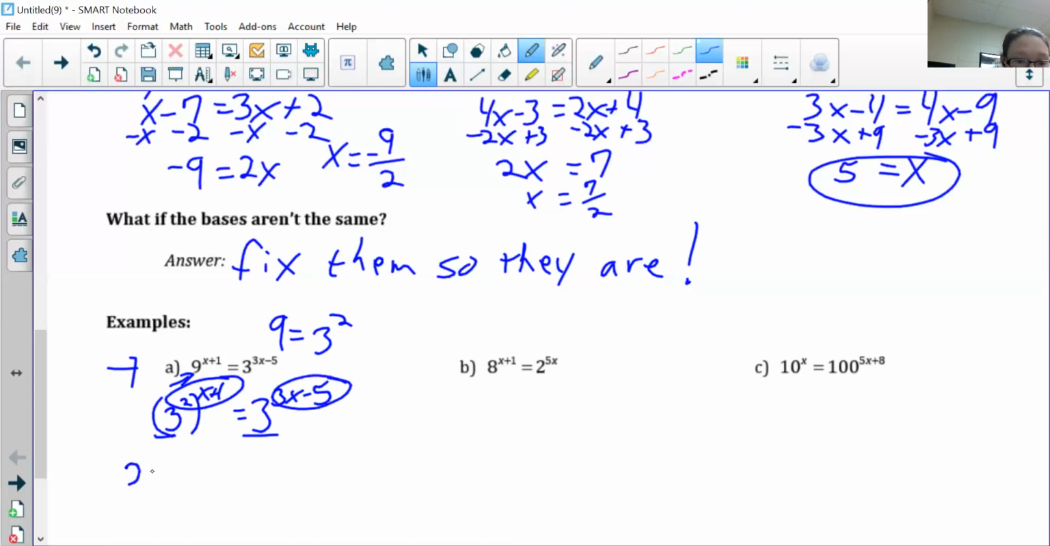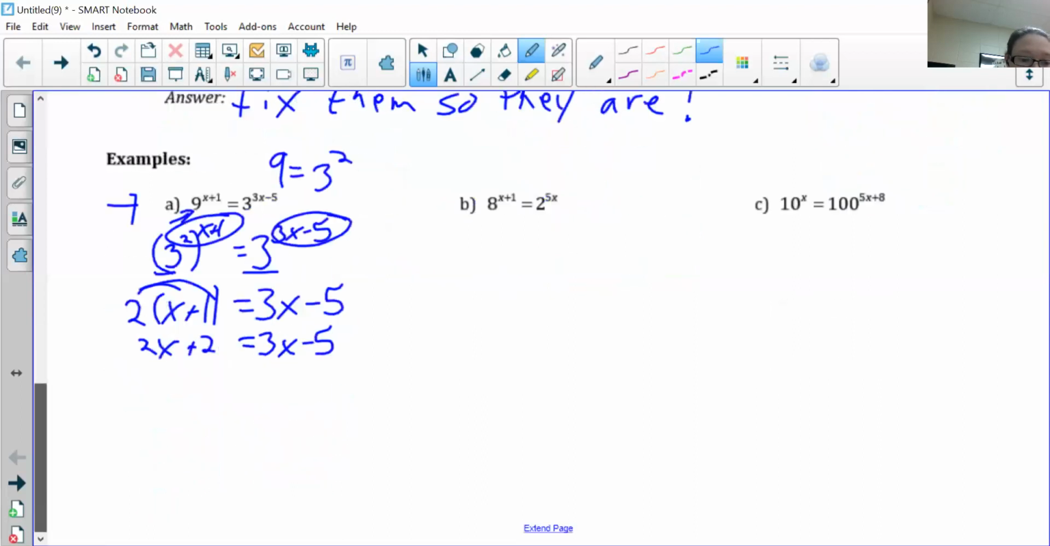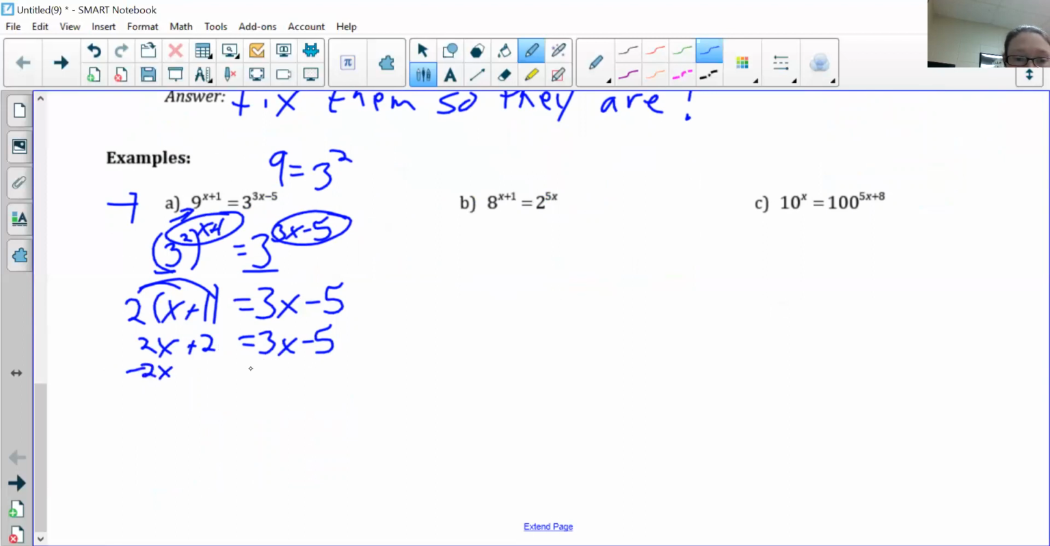So then I have 2 times, because remember, power to a power is multiplication, x plus 1 is equal to 3x minus 5. Distribute, so 2x plus 2 equals 3x minus 5. Big X is over here, so we're going to move the 2x. Go ahead and move our 5. So 7 is equal to x.